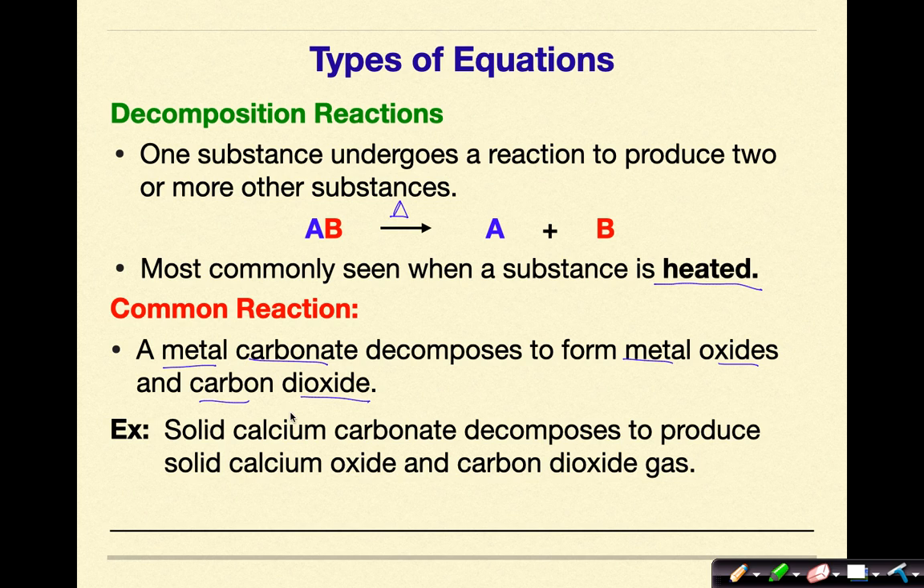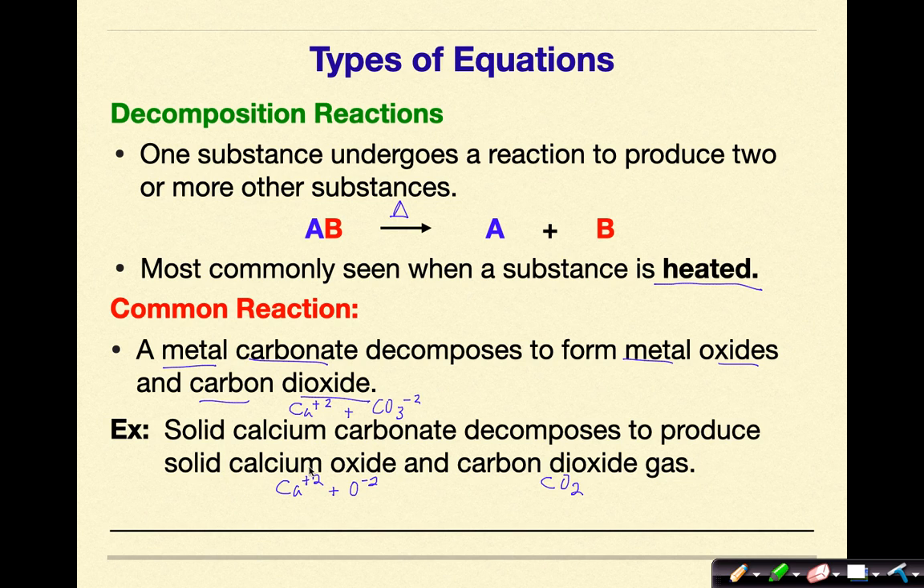Let's look at an example that illustrates this. Solid calcium carbonate, that's a metal carbonate. Calcium metal is an ion, carbonate as a -2 polyatomic ion, decomposes to produce solid calcium oxide, that's a binary ionic compound with a calcium ion and an oxide ion, and obviously carbon dioxide gas, which is a binary molecular compound. So let's write a balanced chemical equation for this word equation.